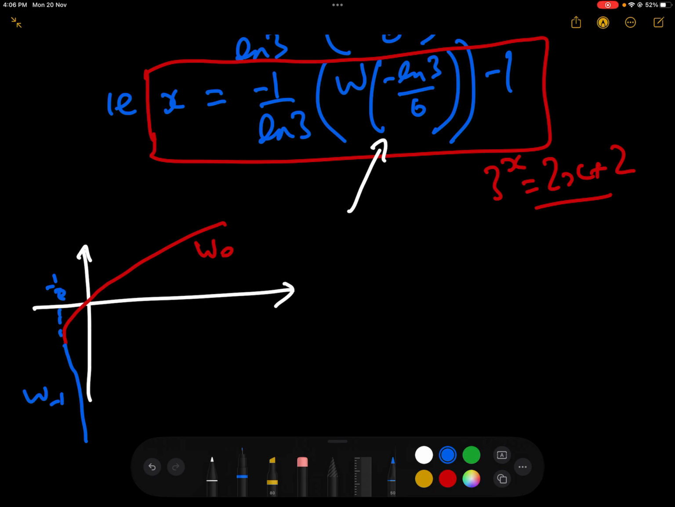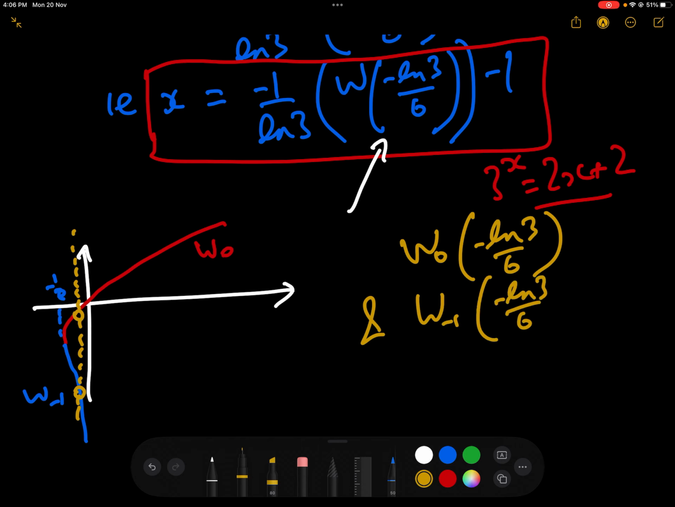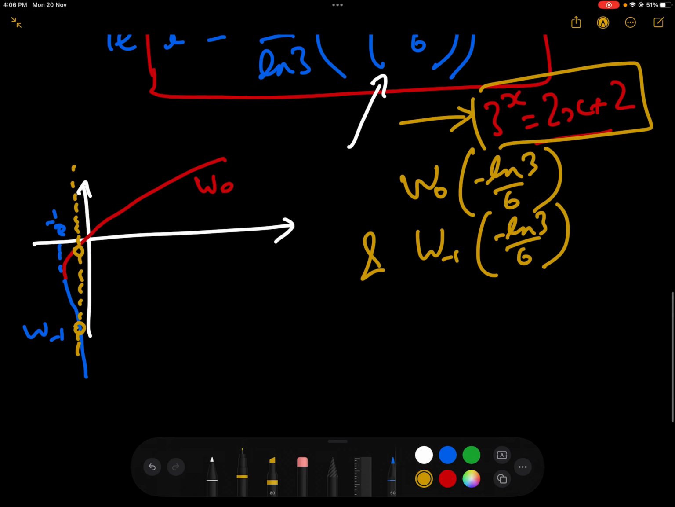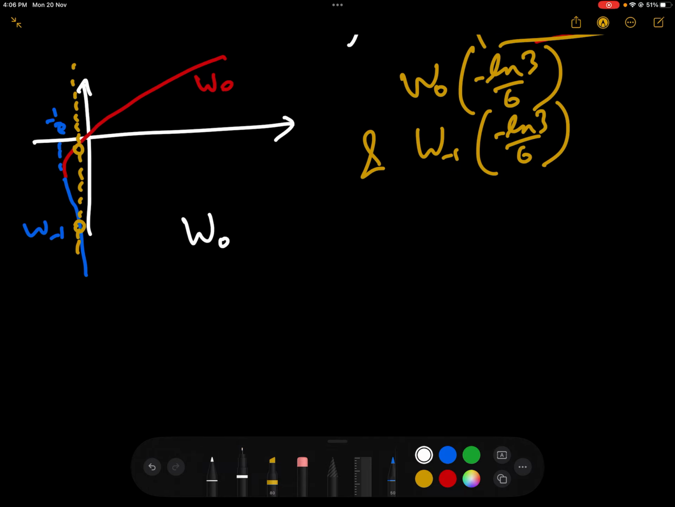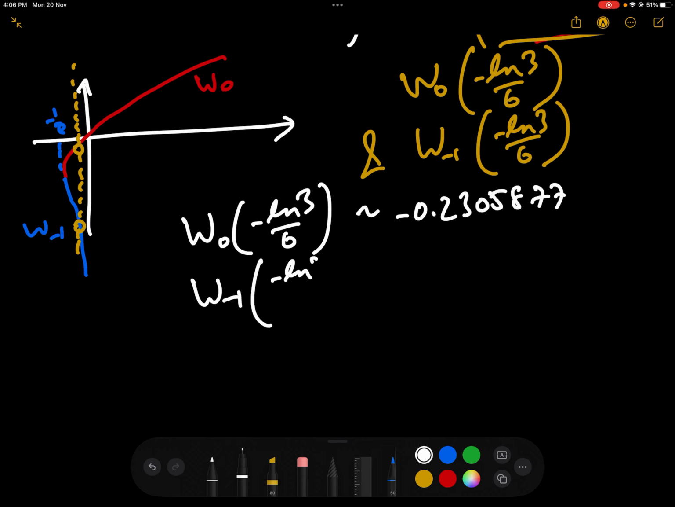W of minus log 3 over 6. Now, minus log 3 over 6 is something around minus 0.18, so it is somewhere around here, which means that there are going to be two solutions to the equation. So we need to find both W0 of minus log 3 over 6 and W minus 1 of minus log 3 over 6. So there will be two values of x which fit this equation. Okay, so going to an online calculator, W0 of minus log 3 over 6 is approximately minus 0.2305877, and W minus 1 of minus log 3 over 6 is approximately minus 2.6856251.